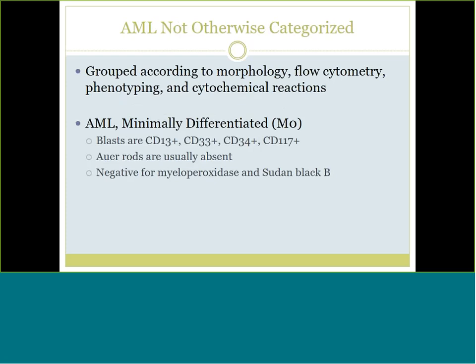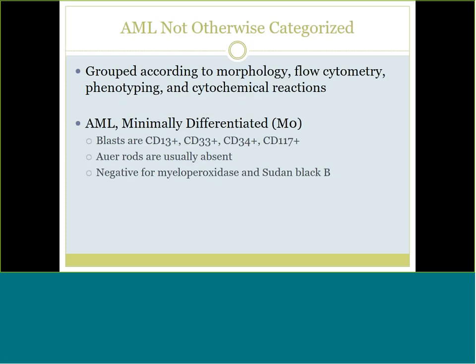So these are grouped according to morphology, which is the FAB part, flow cytometry, which is the CD markers, and then cytochemical reactions, which again are the stains. The numbers in parentheses, the M and then a number, stand for the FAB classification. It will start with M0 and go to M7, and those are the 8 leukemias that we're going to remember.